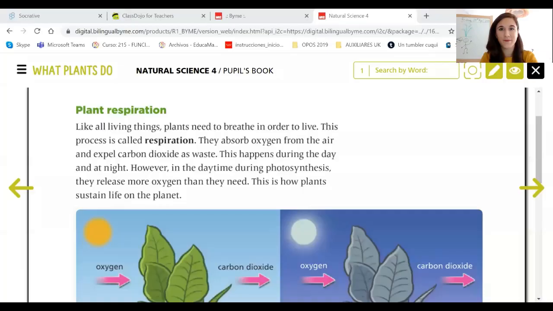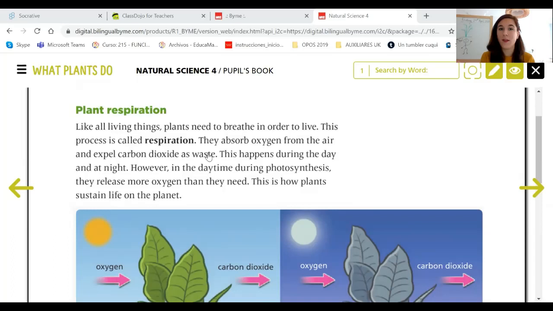Okay, so here we have your book. We are going to read the text about plant respiration so that you understand it. Okay, you have it here. So it says, plant respiration, like all living things. Remember, living things are plants, animals, humans, and bacteria, and many other things, but mostly plants, animals, and humans, okay?